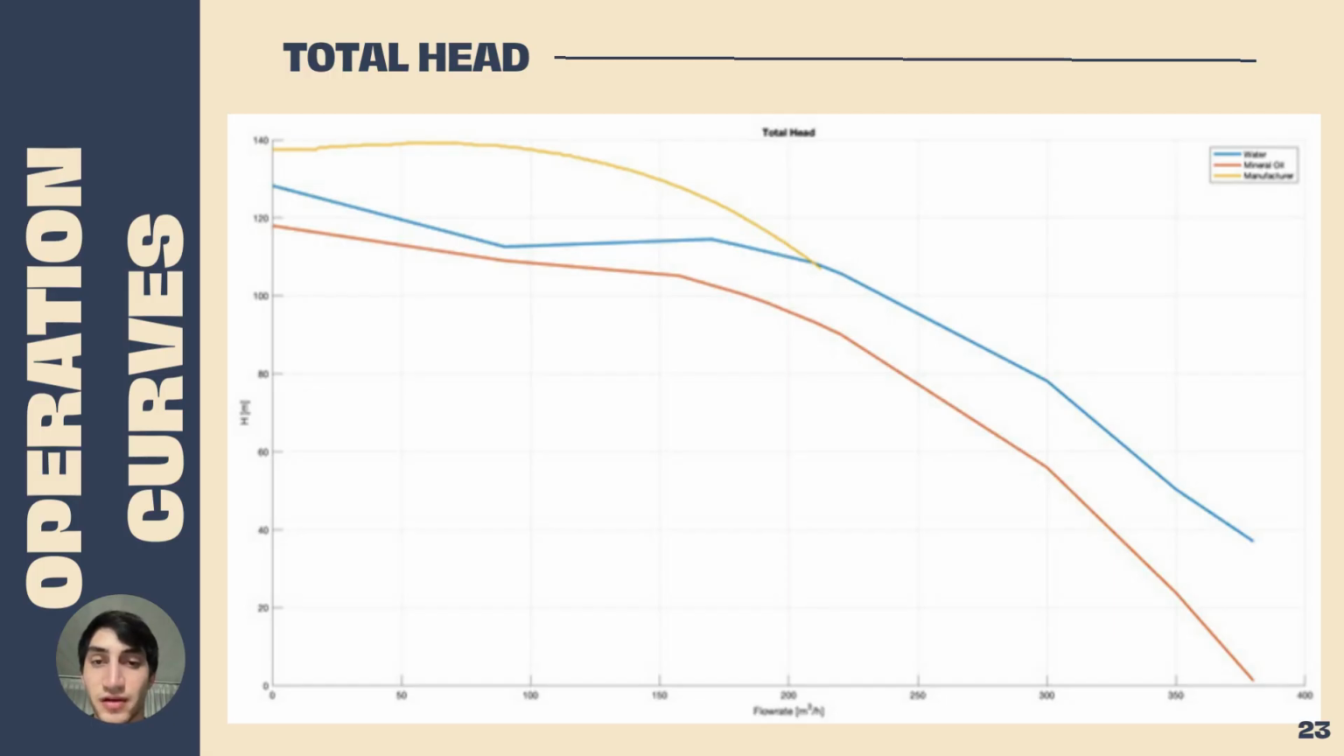Here we have the total head comparison between the manufacturer and our simulations. We can see that the manufacturer shows a radial flow behavior compared to the water of our simulation that shows a mixed flow behavior. This might be because of the geometry and the changes we did to the pump.